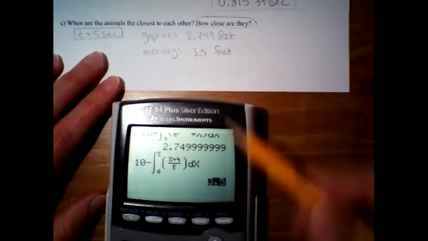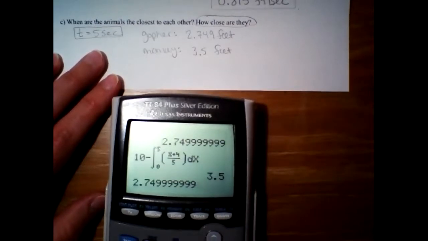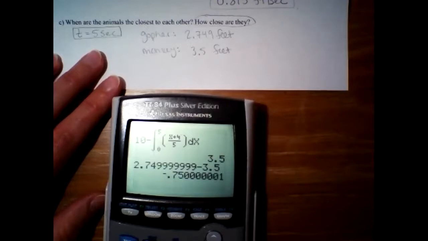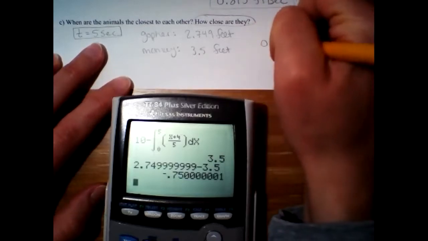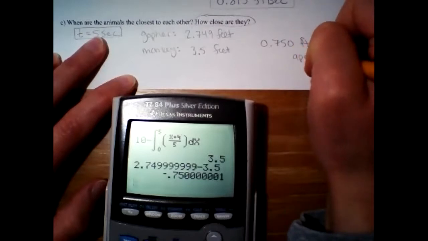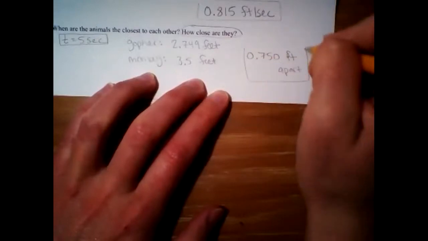All right, so here's what I'm going to do. 3.5, that is just a whole decimal. I'm going to go back up and get this answer and bring it back. So I have that one, and I'm going to subtract 3.5. This is going to come out negative, but I'll just turn it positive. I'm going to absolute value this. All right. So 0.750 feet apart. So they're pretty close. I wonder what's going to happen.